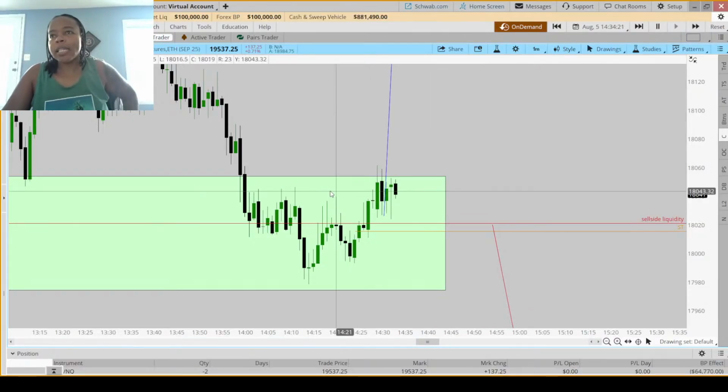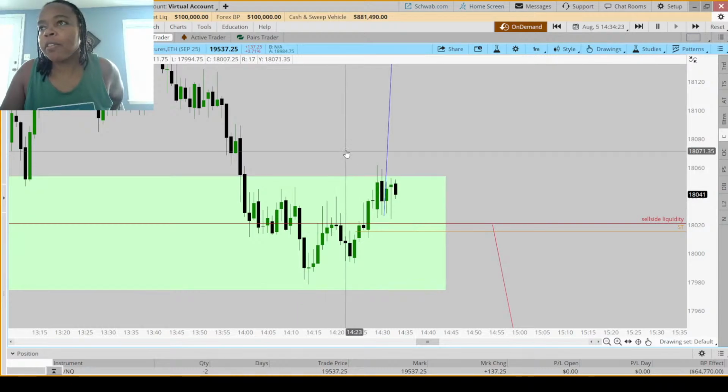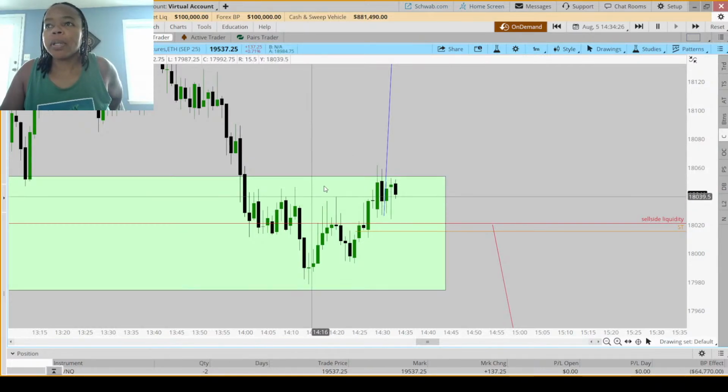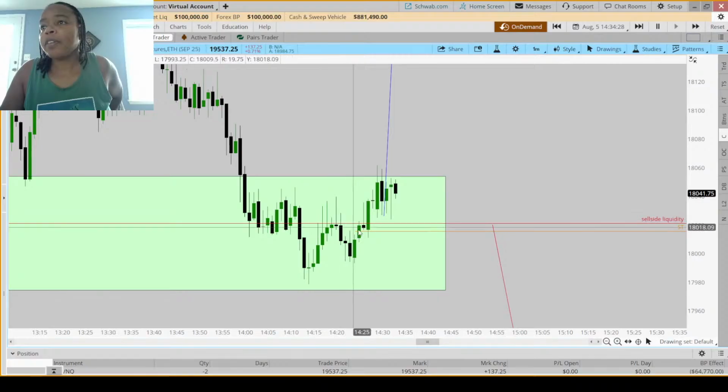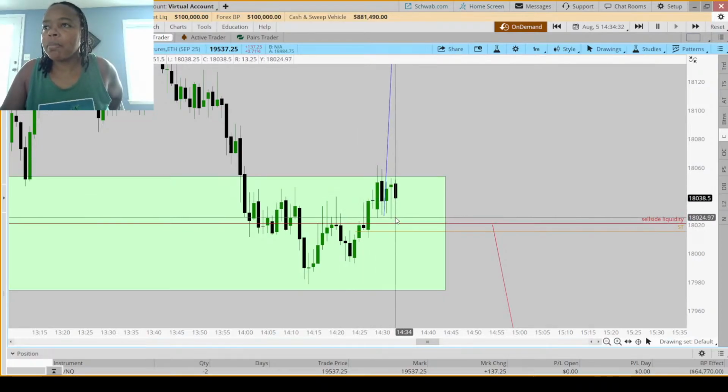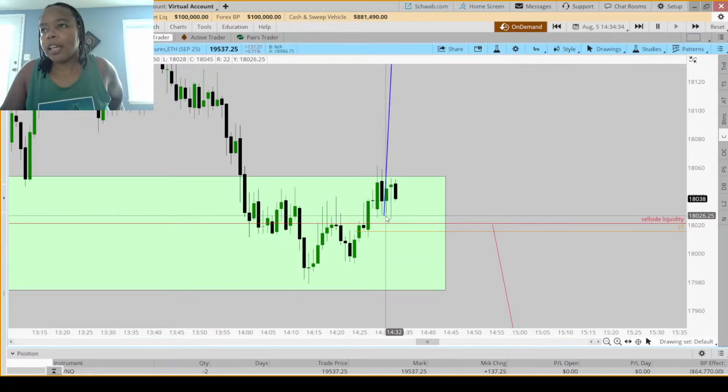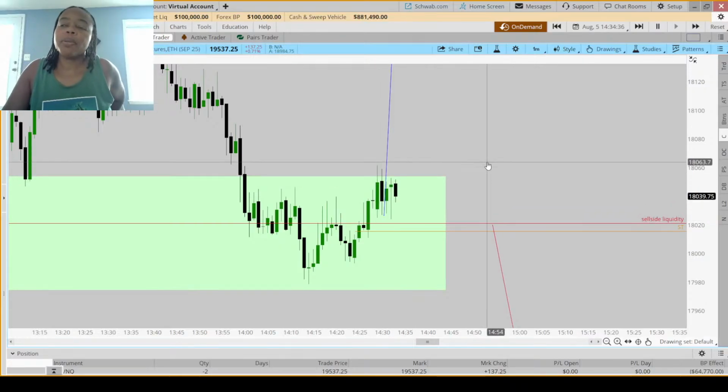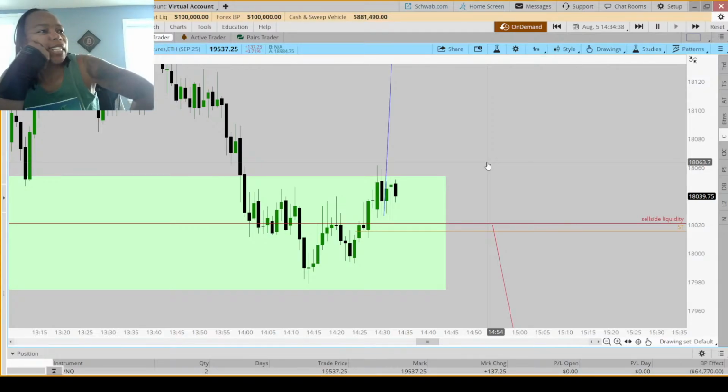Because I'm no longer needing this to be broken as my shift. I needed this to be broken as my shift. And then we've got this propulsion block that I was interested in for an entry, the midpoint of that wick, which it gave me. And now it's chopping about. Don't like it. Don't like choppiness.